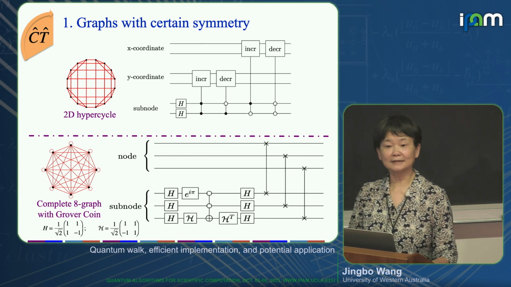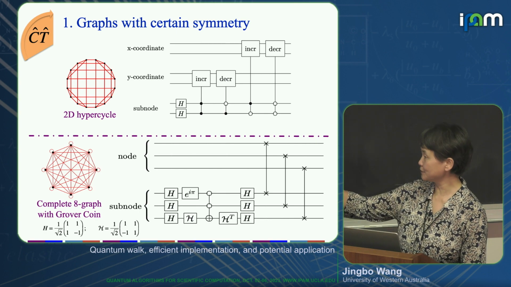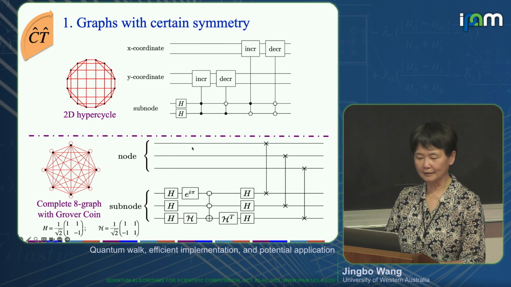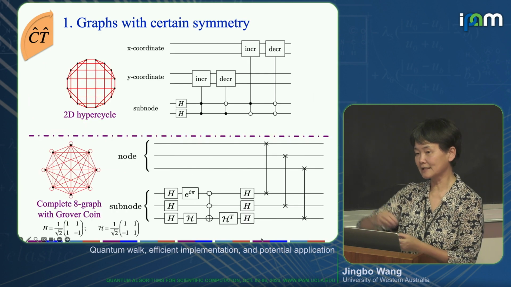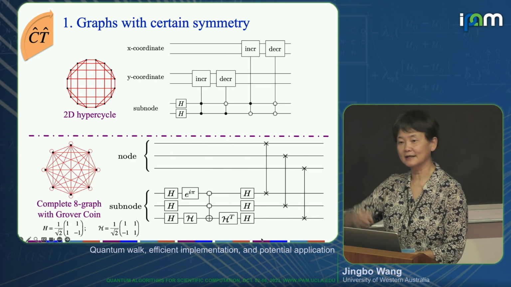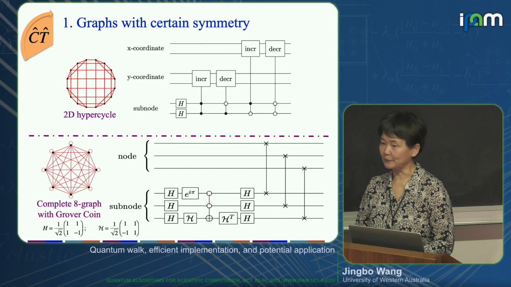And you can design different kinds of coin. And if you use a global coin here, it's okay. You just basically apply whatever coin you have and produce some kind of superposition of states, and the state determines where the walk will go.